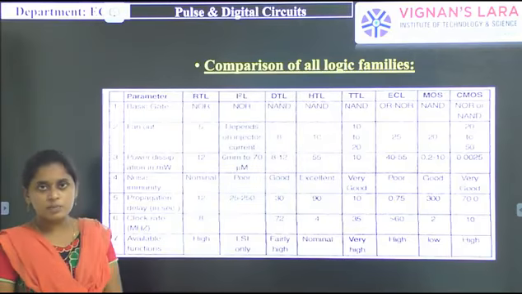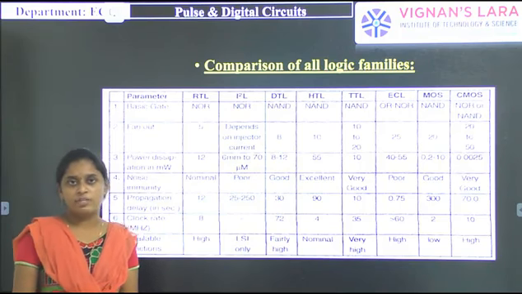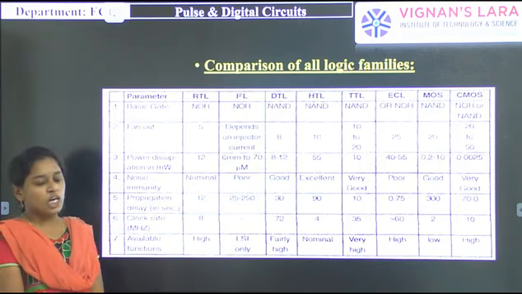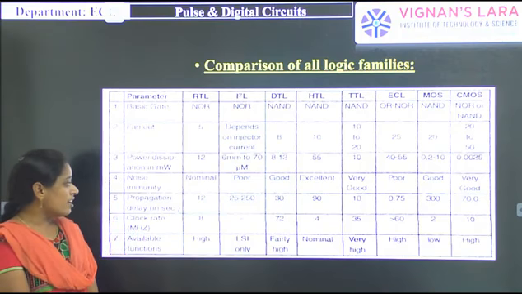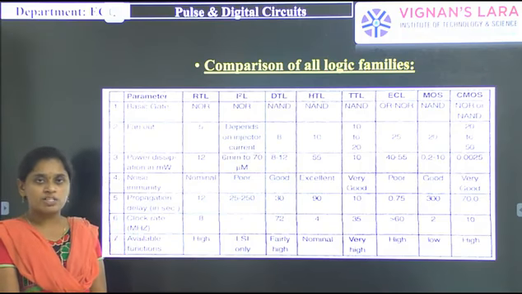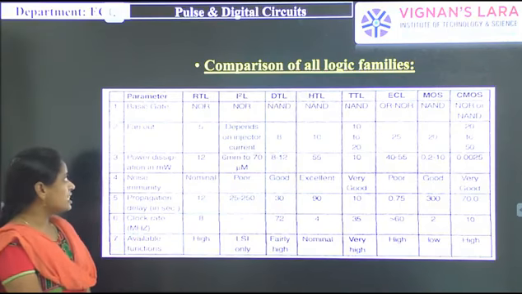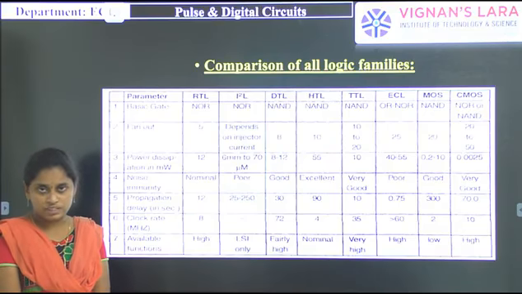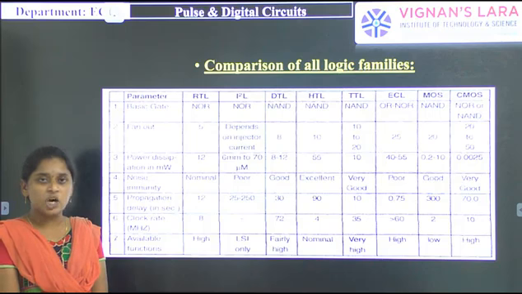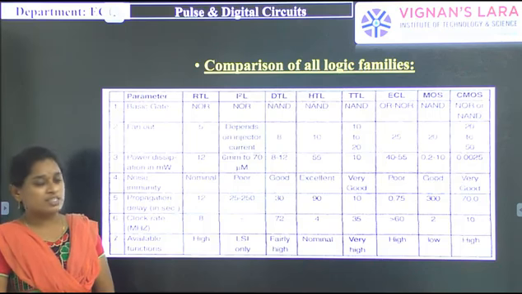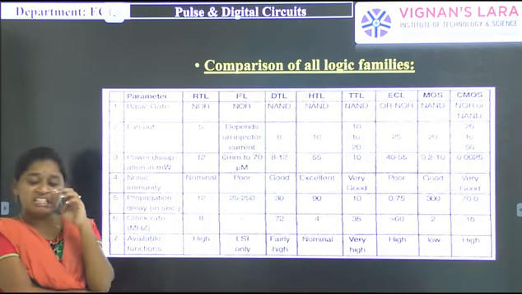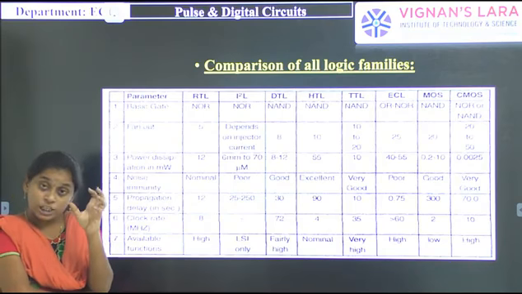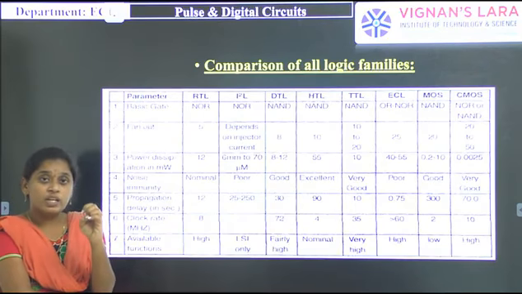So let us discuss the comparison of all logic families. What are the major things we have to compare? The first one is the basic gate. In the BJT logic, the RTL logic is the first one. In the RTL logic, the basic gate is a NOR gate. So this particular logic is used for designing the NOR gate only.